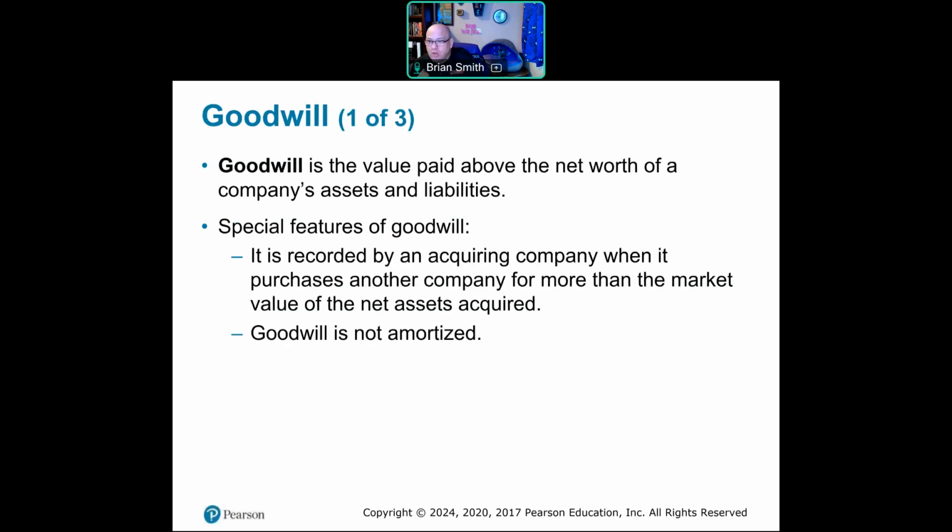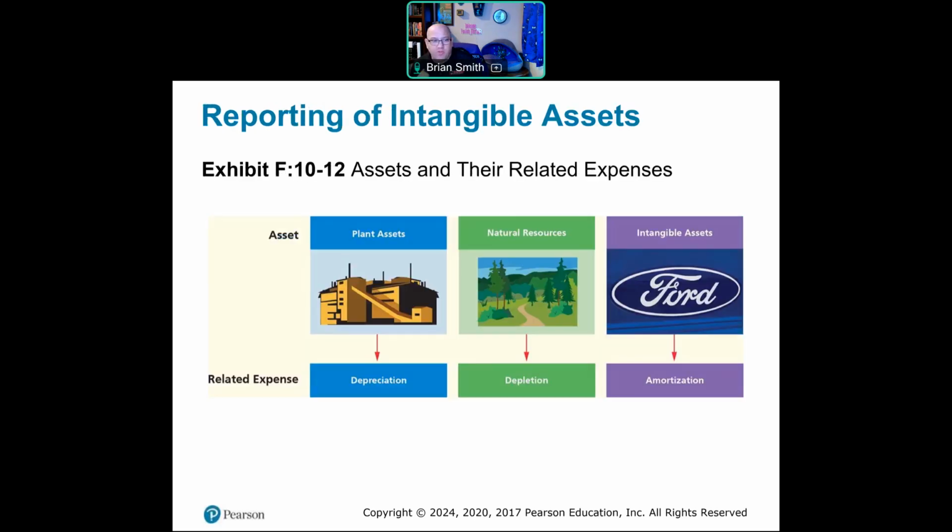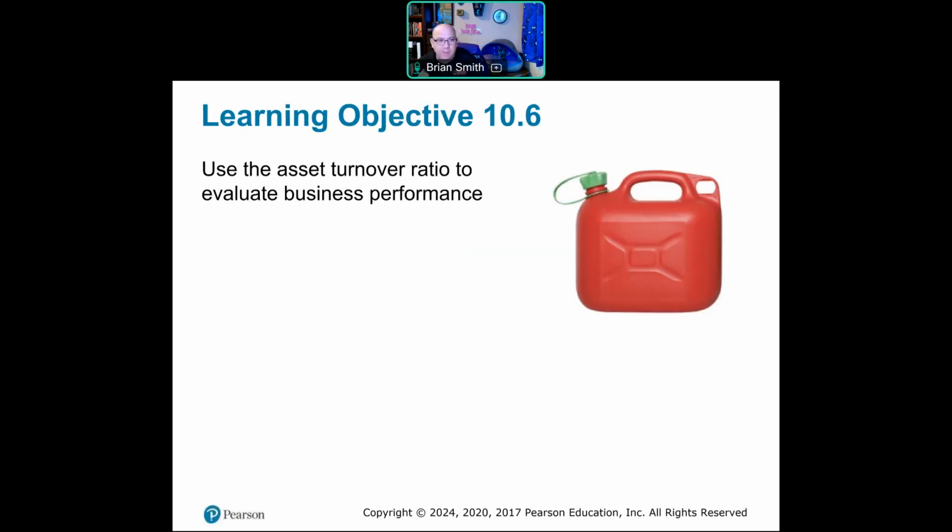Here's goodwill. I don't want to get into goodwill. It's just understand we test for impairment. That's all I want you to really know. If you really want to pause it, you can pause it that fast. Here are the 3 things we talked about: plant assets, natural resources, and intangible assets: depreciation, depletion, and amortization.